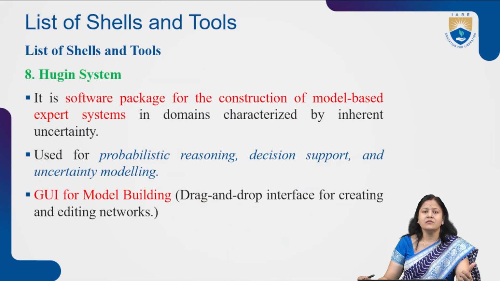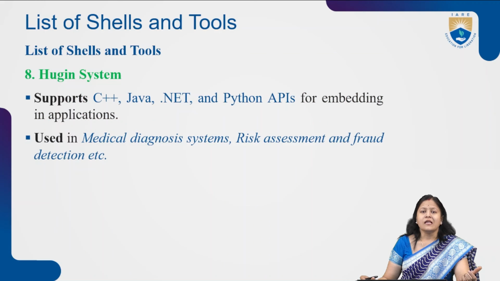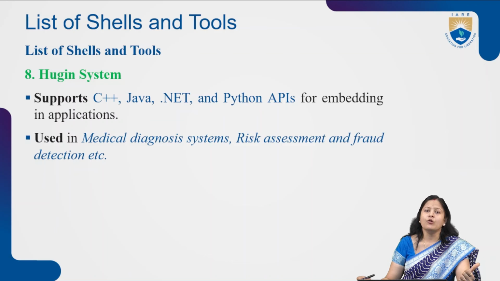The eighth one is Hugin system. It is a software package for the construction of model-based expert systems in domains characterized by inherent uncertainty. It is used for probabilistic reasoning, decision support, as well as uncertainty modeling. GUI for modeling and model building, like drag and drop tools, drag and drop interfaces like our Windows environment, for creating and editing the network. And it supports different languages like C++, Java, .NET, and Python application programming interfaces for embedding in applications. It is used in medical diagnosis systems as well as risk assessment and fraud detection.